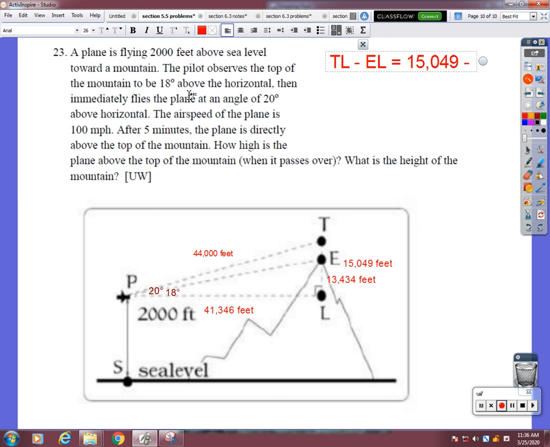So TL was 15,049 minus 13,434, which equals, I do not know what my calculator does, 15,049 minus 13,434. So the plane passes 1,615 feet above the mountain. So I suppose that's safe enough. And what we just found there was TE.